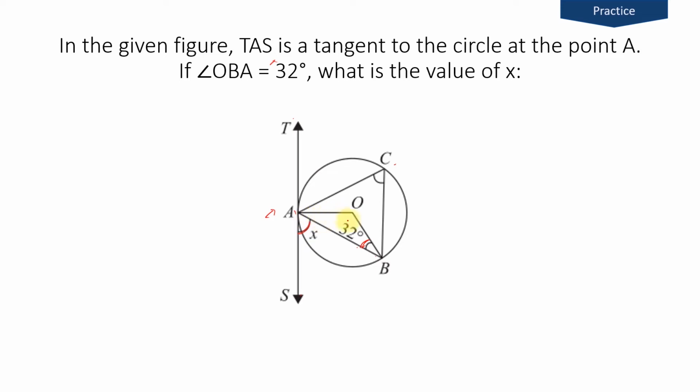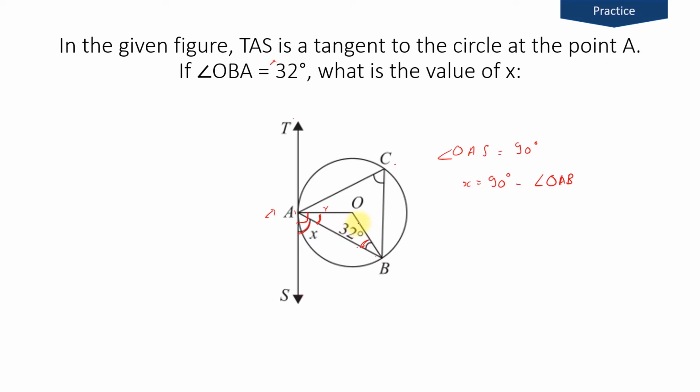We know that angle OAS is 90 degrees because the angle between radius and tangent is 90 degrees. Now we want to find angle BAS. So angle BAS is equal to angle OAS minus angle OAB. We have to subtract this angle from 90 degrees to get angle X.